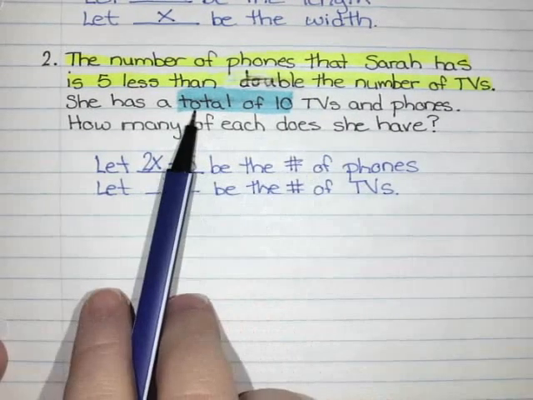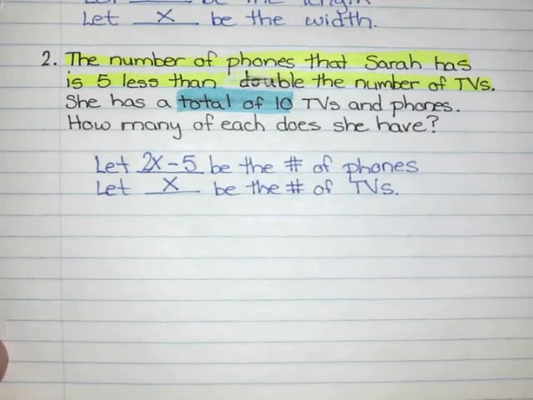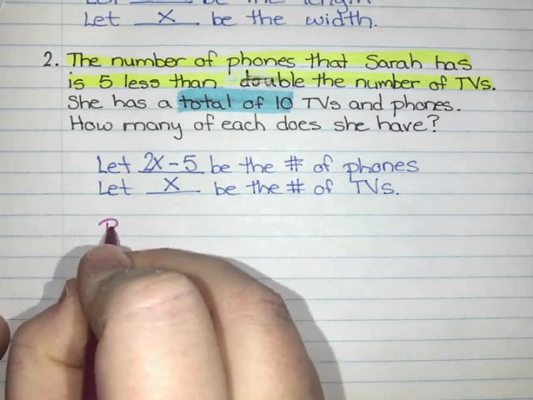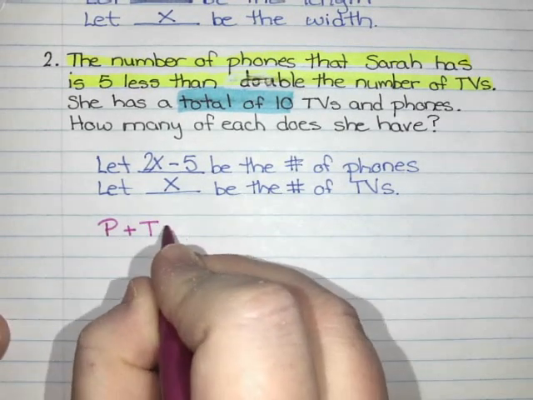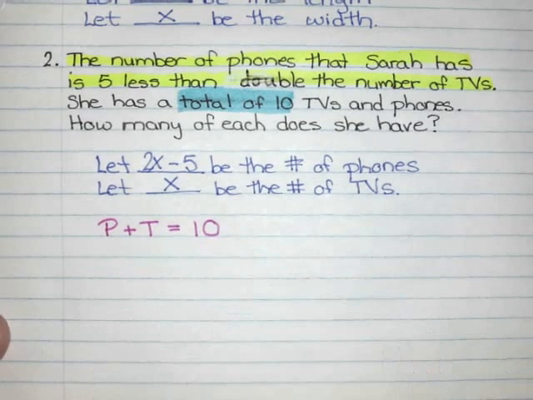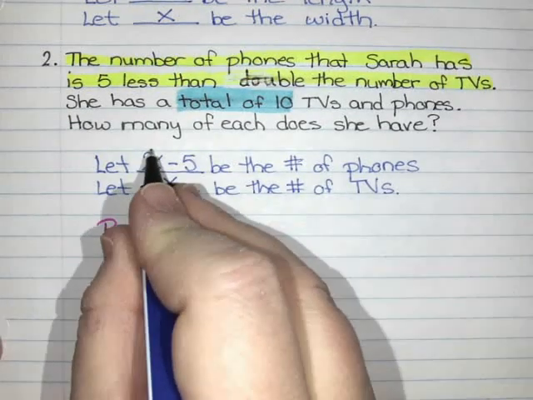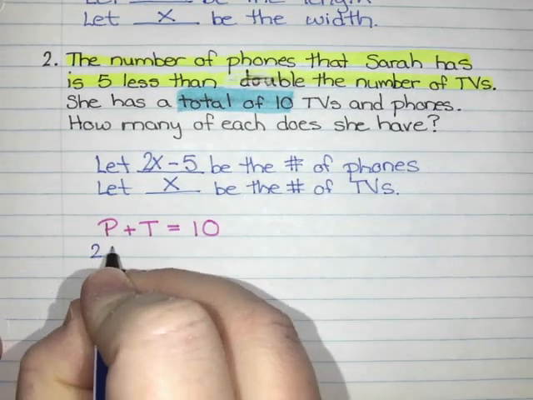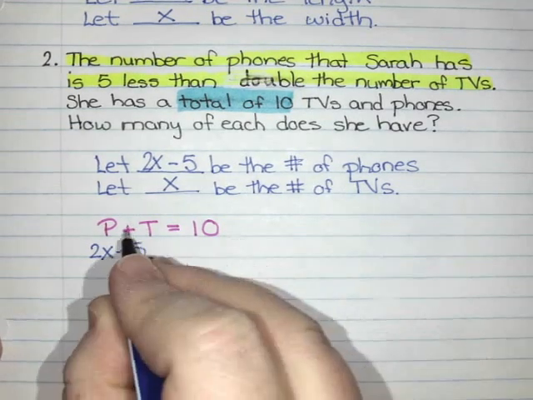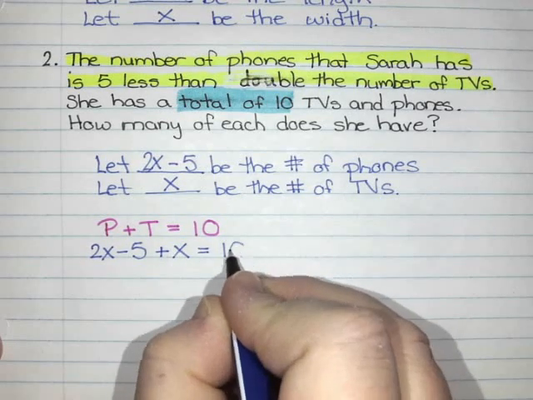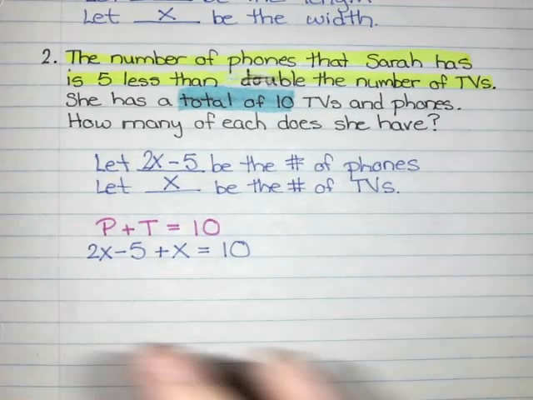The other thing it tells me is that there is a total of 10 TVs and phones together. So I like to start with a little word equation first before I make my real equation. If I take the number of phones and I add the number of TVs, that should give me a grand total of 10. So phones, we said were 2X minus 5. So 2X minus 5, and then plus the number of TVs, which we said was X, equals 10. And now I just have an equation to solve.